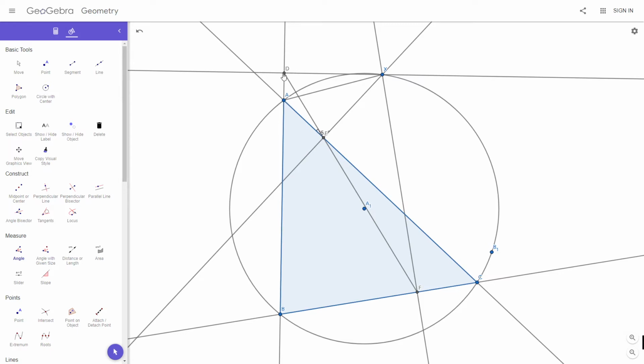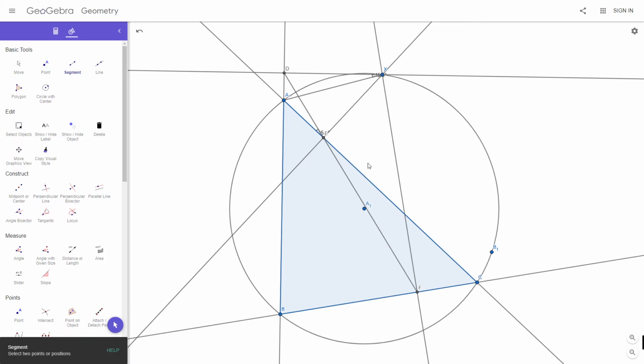Now we have that ADXE is a cyclic quad, because opposite angles are 90 degrees, so they sum to 180, so it's a cyclic quad. And therefore, by angles subtended by a chord, we have that DEA is equal to DXA.